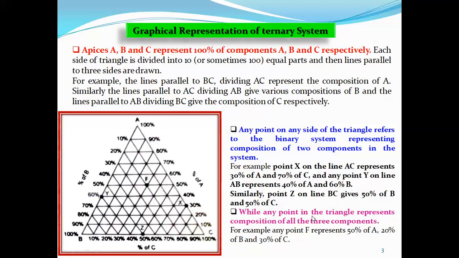While any point in the triangle represents the composition of all three components. That is inside the triangle, within the triangle. If we consider the point F within this triangle area, then this point is not on a side, but in between, inside the triangle, so it indicates the composition of all three components.